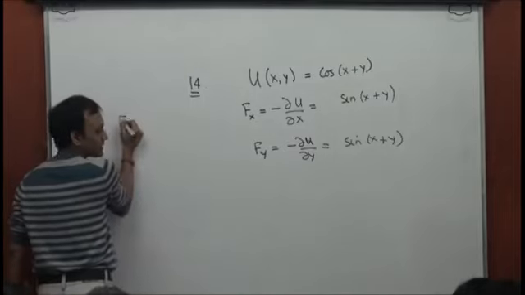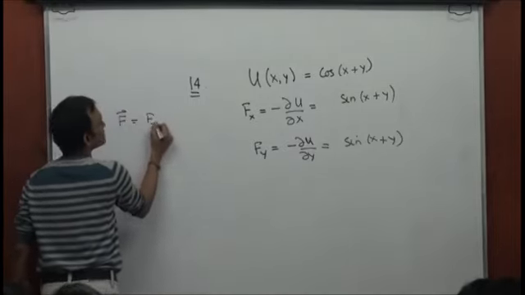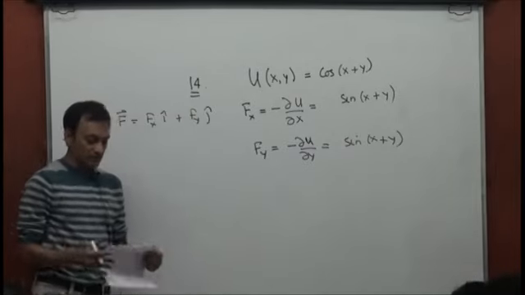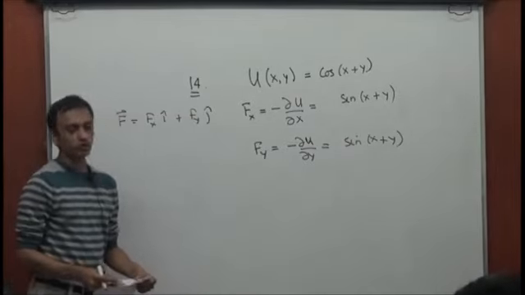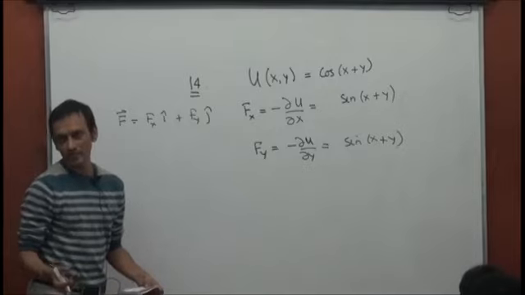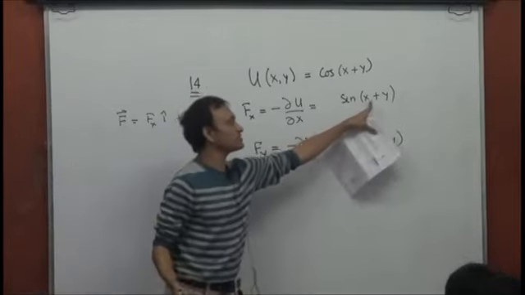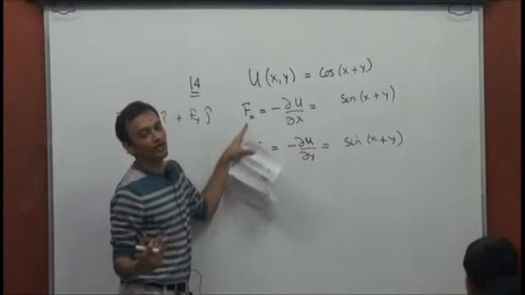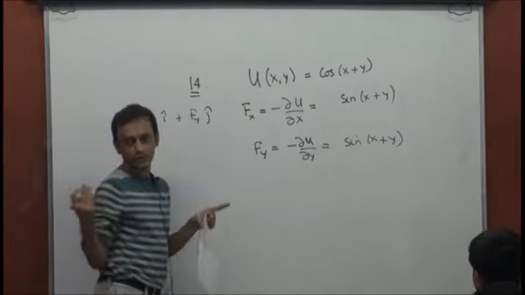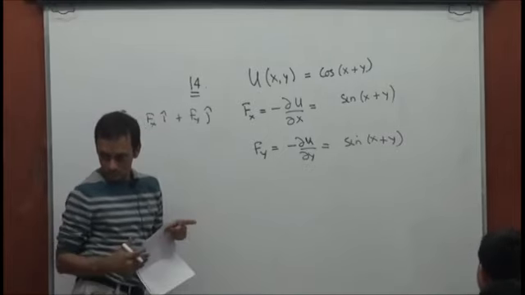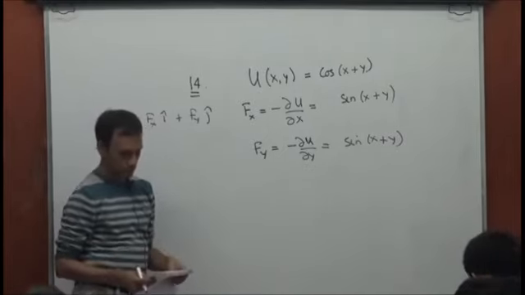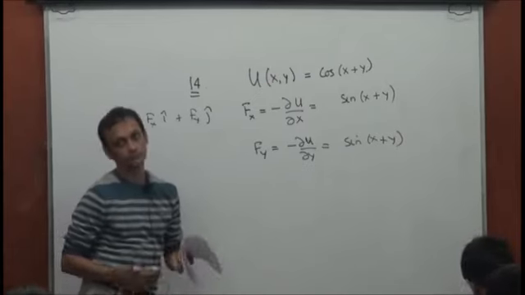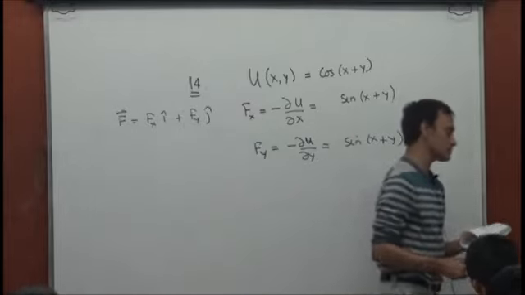So the required force vector is going to be Fx i cap plus Fy j cap. And we need the force at x equal to 0 and y equal to pi by 4. So in this, put x equal to 0 and y equal to pi by 4, you will get the x and the y components, Fx and Fy, of the force at that point. You know what I'm saying? Have you attempted 15? No? Please stand by.